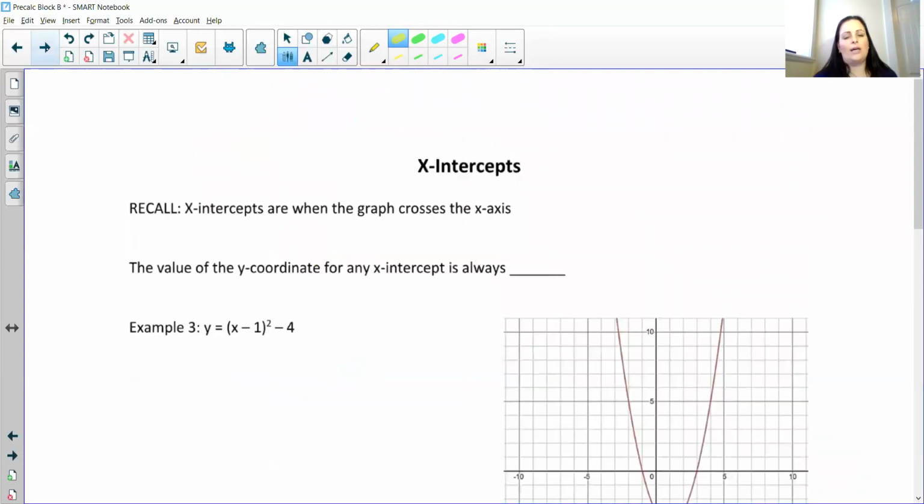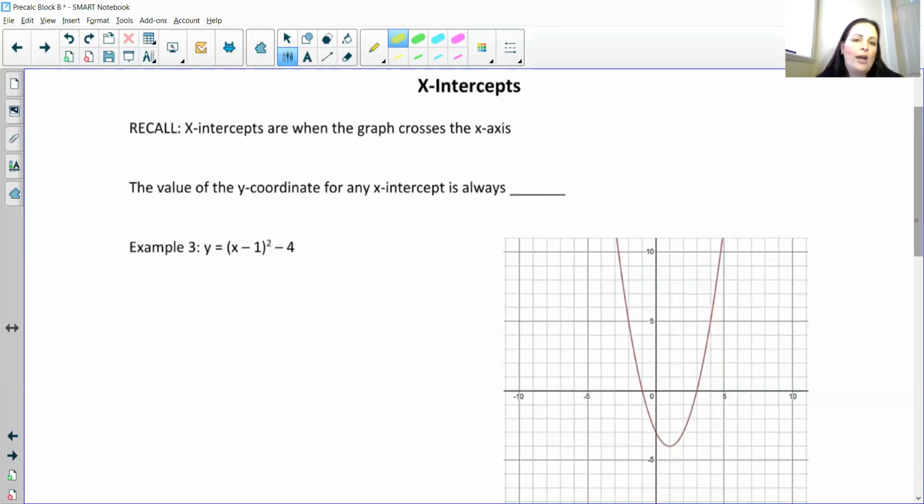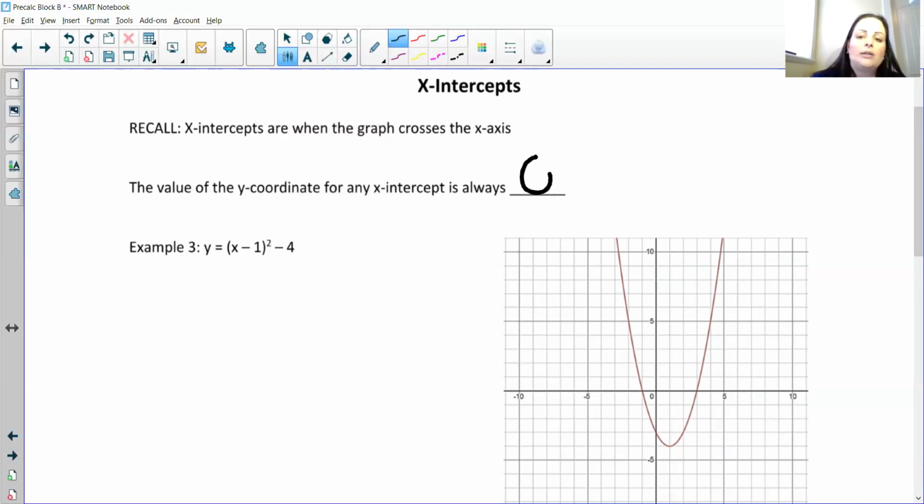What I'm going to cover now is how to find the x-intercepts algebraically and by graphing. Okay, so x-intercepts are where the graph crosses the x-axis. The value of the y-coordinates for any of the x-intercepts is always 0. So the x-intercepts happen when y equals 0, and you're always trying to find what x equals. Okay, so on the graph, we can see that one of the x-intercepts is right here. You see that red line is the parabola, and it's intersecting the x-axis right here at -1.